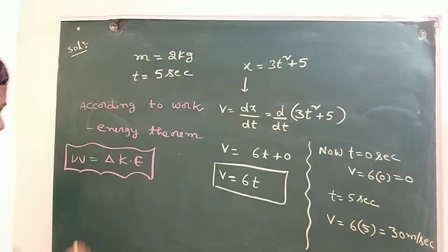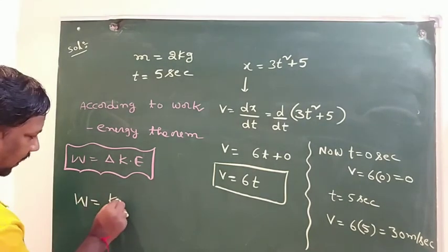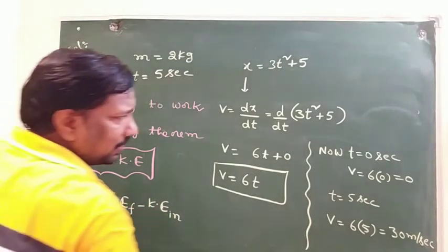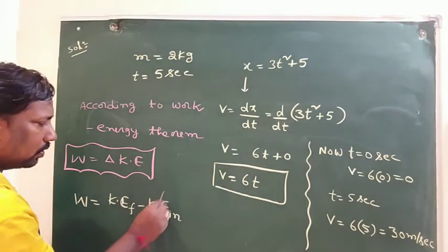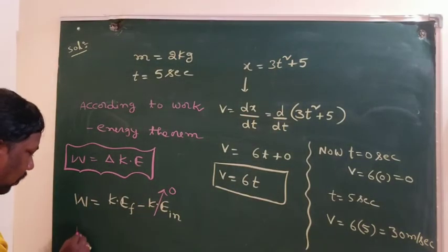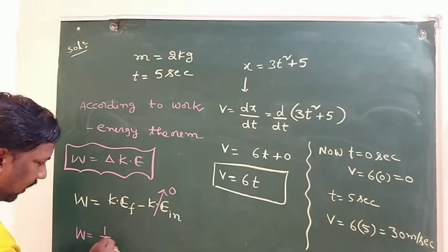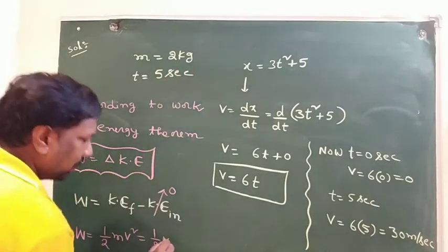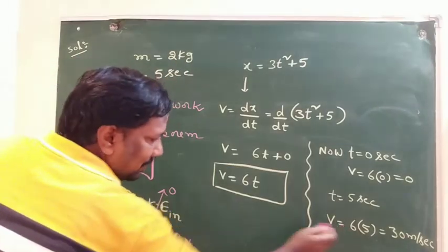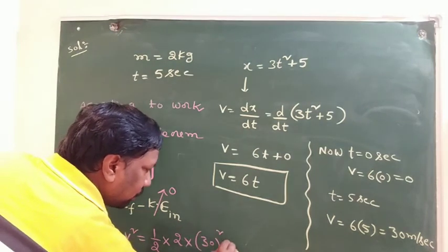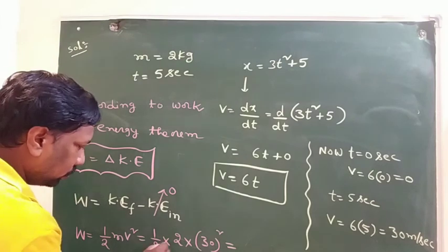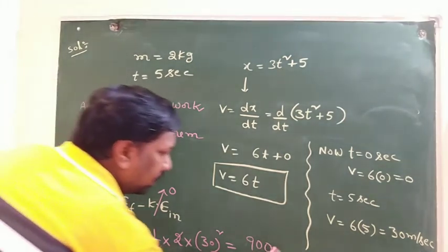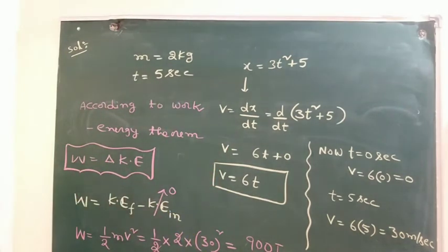So in this situation, W equals final kinetic energy minus initial kinetic energy. Initial velocity is 0, so initial kinetic energy is 0. Therefore work done equals final kinetic energy, half m v². Here mass of the block is 2 and v is 30, so the 2 cancels, 30 square means 30 into 30, that is 900. The work done is 900 joules, which is the answer.